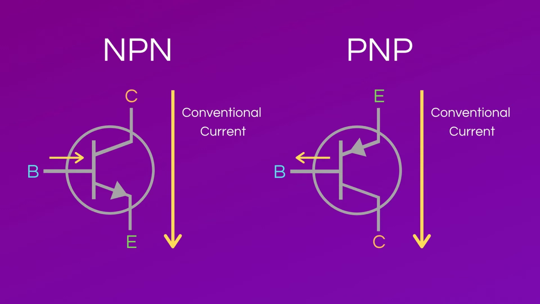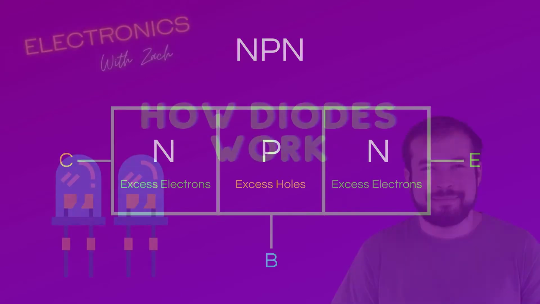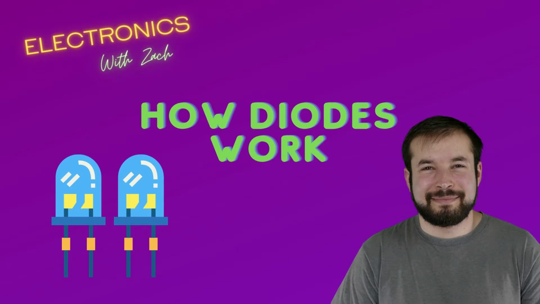However, why do they operate like this? Let's look at their internal composition to find out. A NPN bipolar junction transistor consists of two N-type materials that have excess electrons and a thin P-type material with excess holes. Holes are empty spaces where electrons can easily travel into. For more information about N and P-type semiconductor materials, check out my video on diodes.